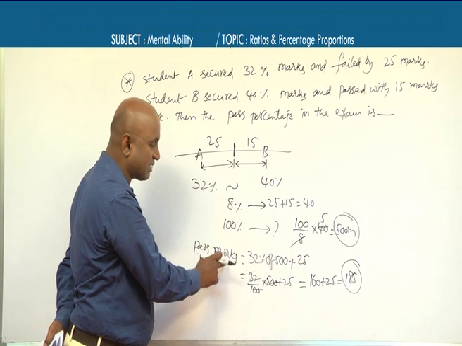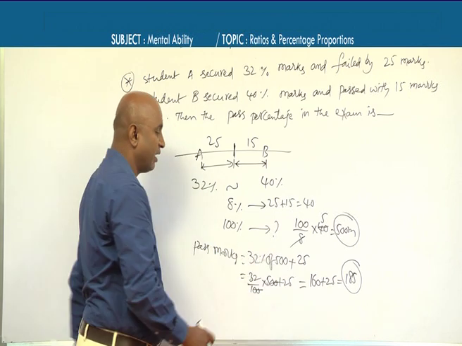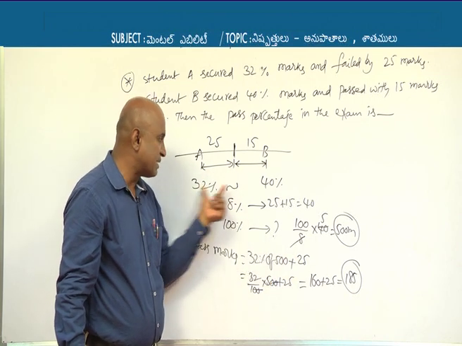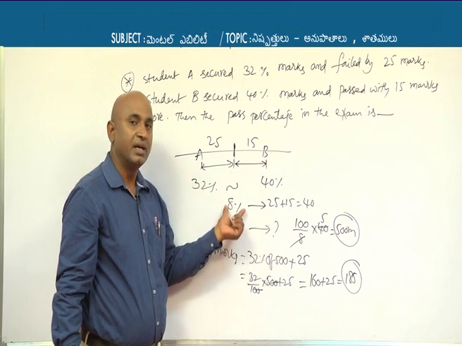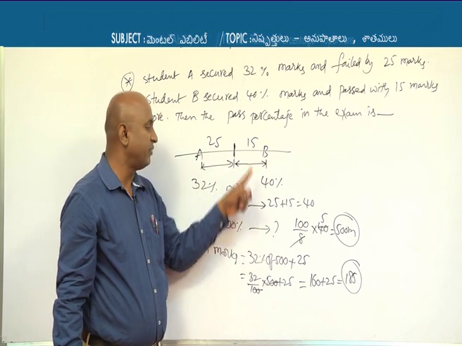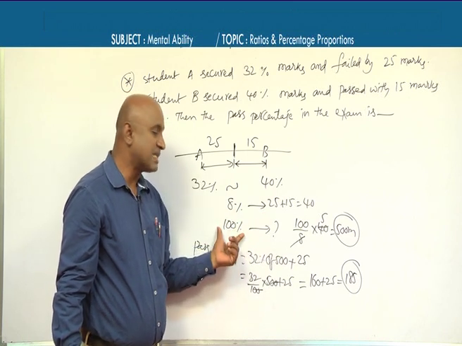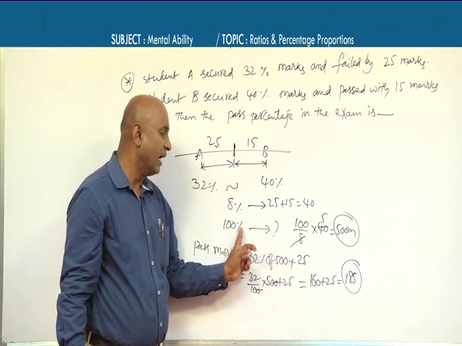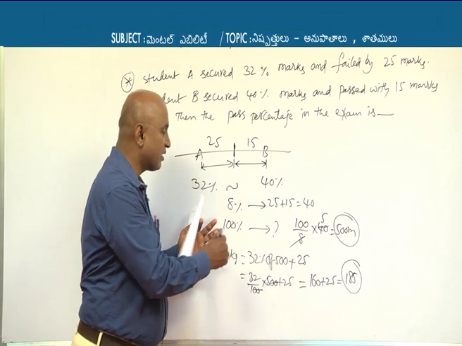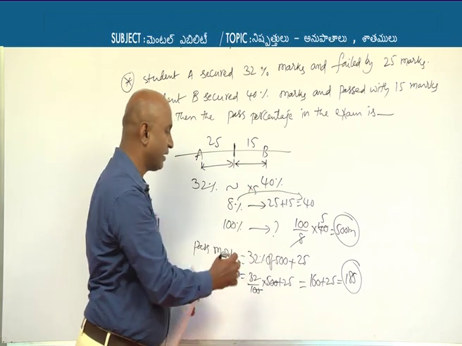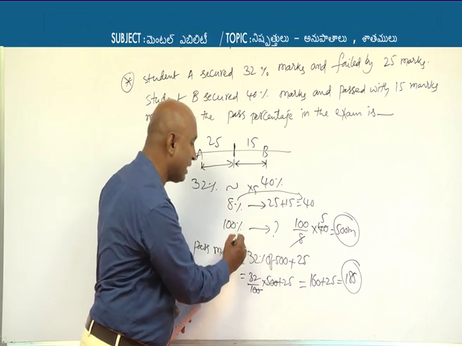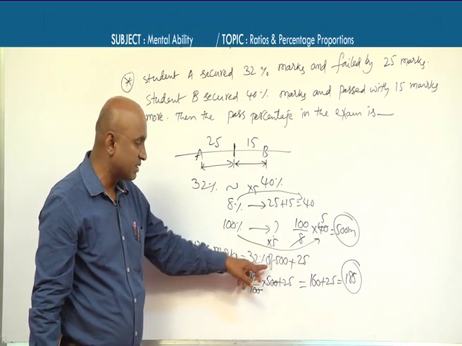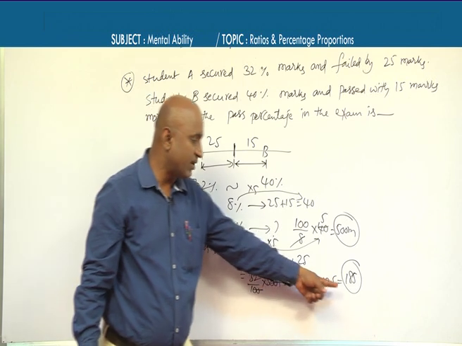That is why we have taken that pass marks is equal to 32% of 500 plus 25. This 500 is how we find it. The difference between these two values, 32% and 40%, is equal to 8%. If 8% is equal to the sum of 25 and 15, that is equal to 40, then the exam will be conducted for 100%. Then 100% is how much? If 8% is 40, 100% is equal to 8 5s are 40. 8 into 5 is equal to 40. Similarly, 100 into 5 is also 500. So, pass marks is equal to 32% of 500 plus 25, it is 185.